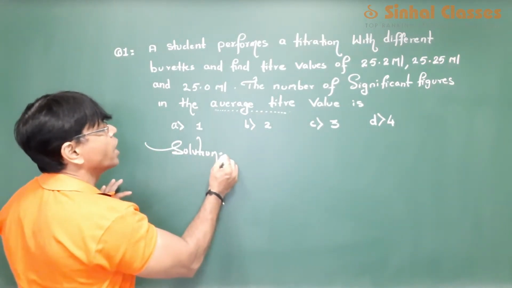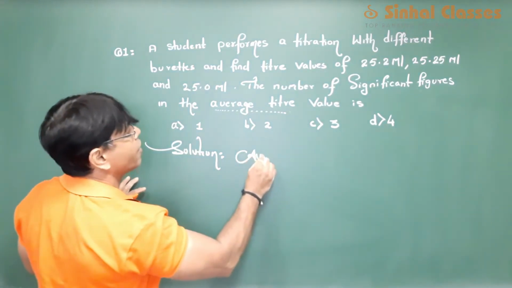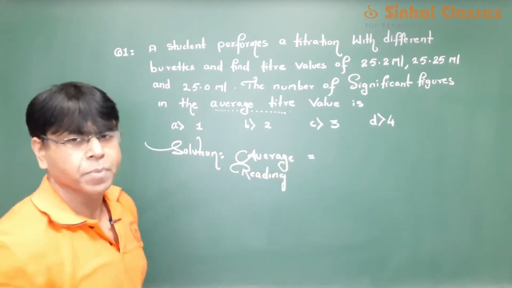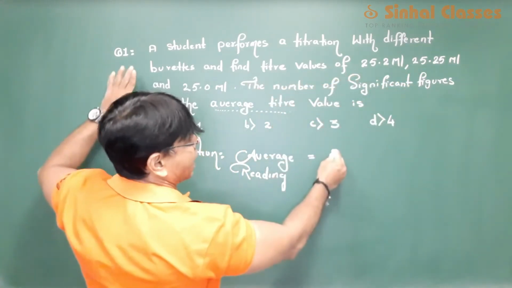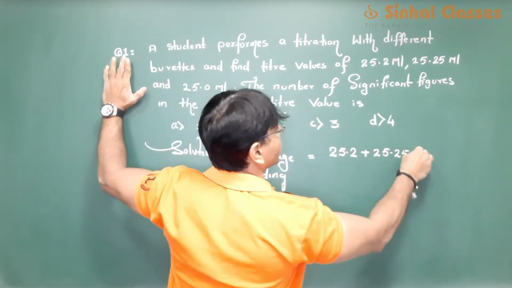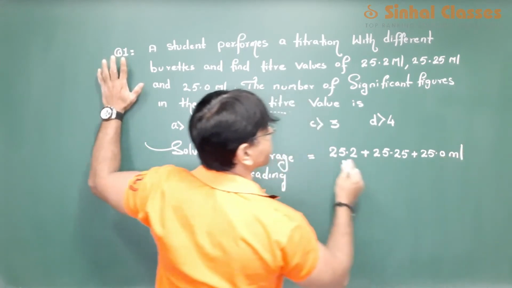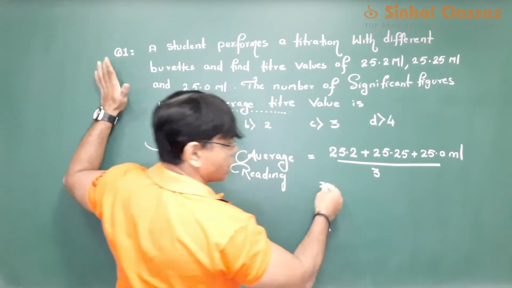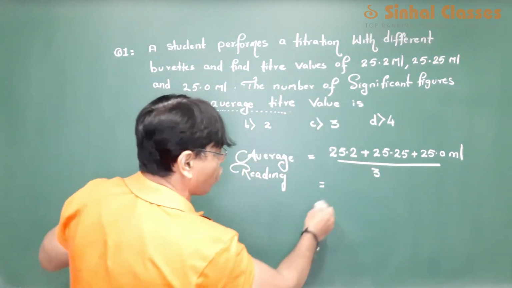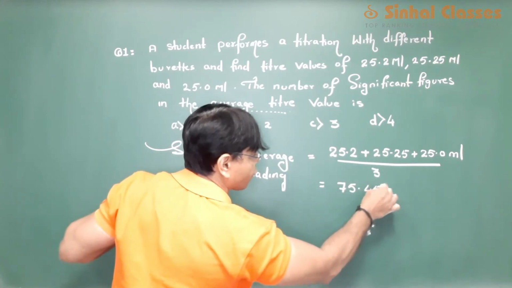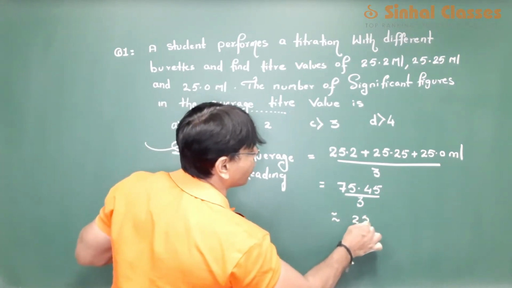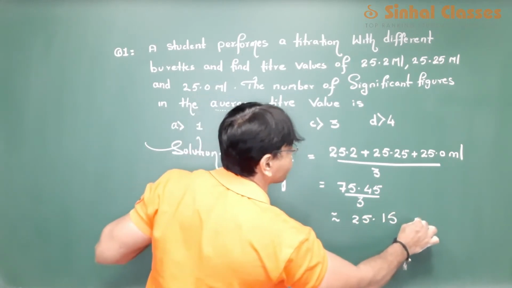So the first thing you do is take out the average reading. How to take out the average? You got 3 readings, so add them all: 25.2 plus 25.25 plus 25 ml, divided by 3. Now 25 plus 25 is 50, 50 plus 25 is 75, so 75.45. 75.45 divided by 3, so the average comes out to be approximately 25.15 ml.